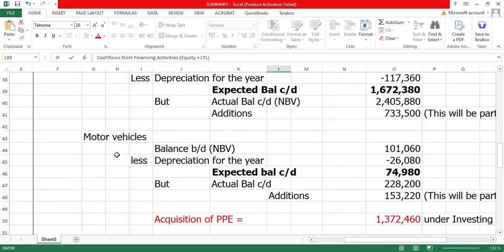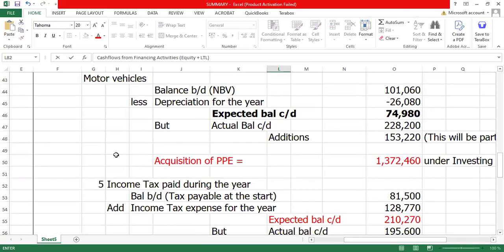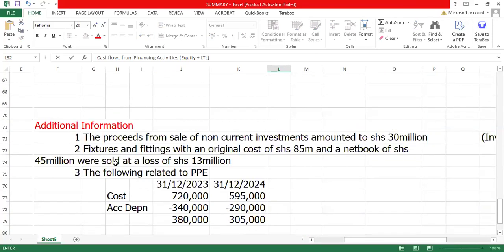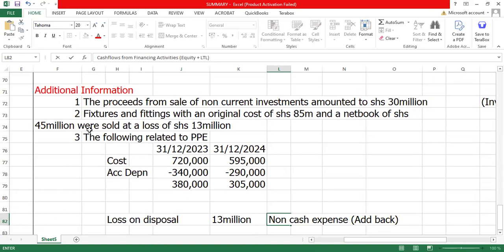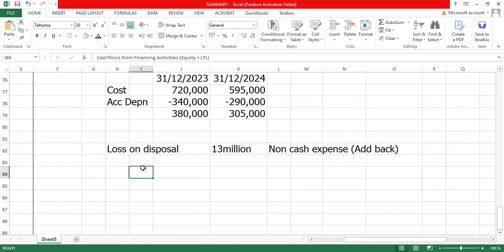What comes into your mind? What else do you need? Of course, you need to know what was the disposal amount. Because you have the cost, you have the net book value, you have the loss. Can you get the disposal amount? First of all, how do you get loss on disposal?